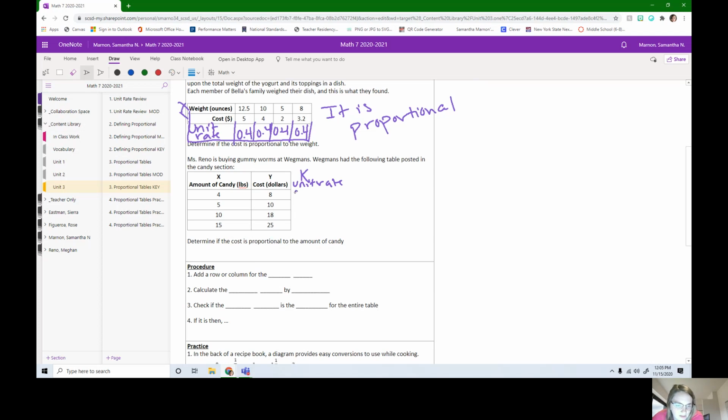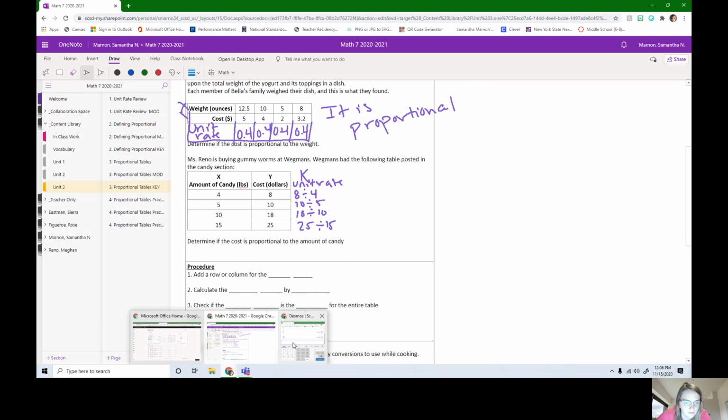So we need to do 8 divided by 4, 10 divided by 5, 18 divided by 10, and we need to do 25 divided by 15, right? We're doing y divided by x, y divided by x, y divided by x, y divided by x, the whole way down. So I'm going to check it in our calculator right here.